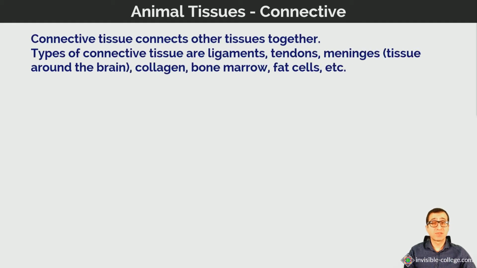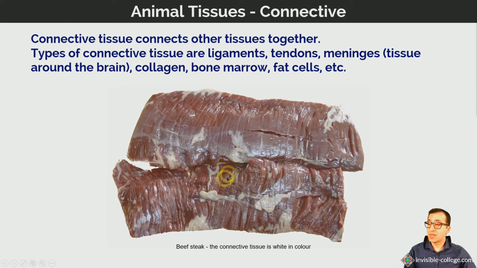Now, connective tissue is literally just tissue that connects other tissues together. So the types of connective tissue are things like ligaments, tendons, meninges, which are the fibrous layers of tissue surrounding the brain, collagen, bone marrow, fat cells, or adipose tissue. These are all technically different types of connective tissue. So those of you who are perhaps vegetarians or vegans, you might want to look away now. This picture is of a beef steak, and what we see here is the connective tissue in this white color. Under that we see the more reddish color of the muscle tissue.